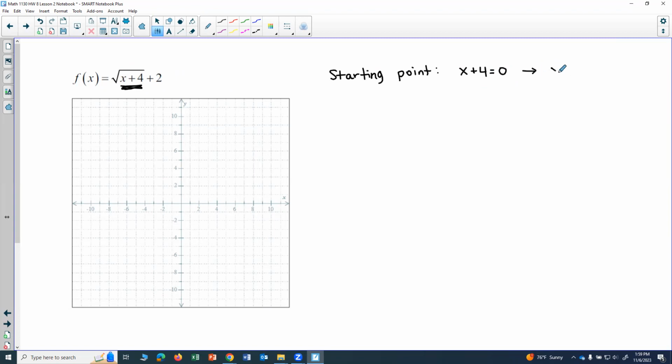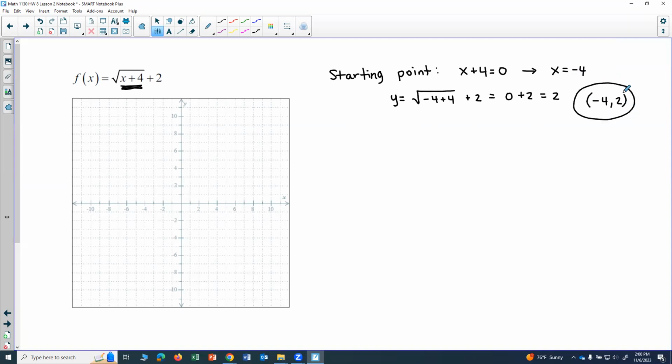So my starting point will be when x equals -4. Subtract 4 from both sides to get x equals -4. So then y is going to equal square root of -4 plus 4, and then plus 2 out here. So that will end up being 0 plus 2, which gives me y equals 2. So my starting point is going to be the ordered pair -4, 2.